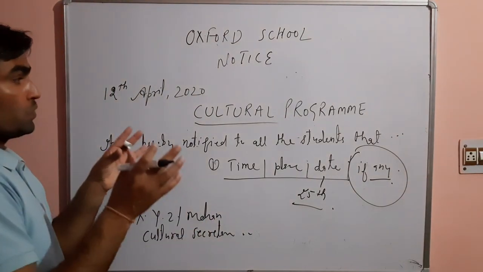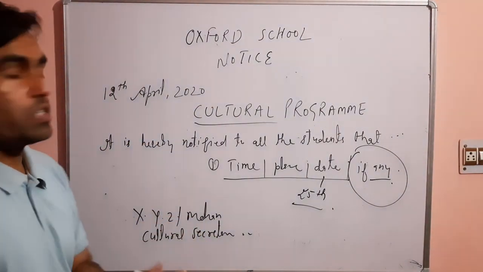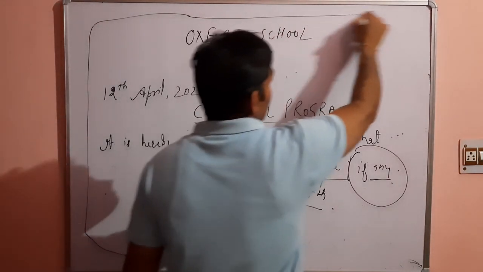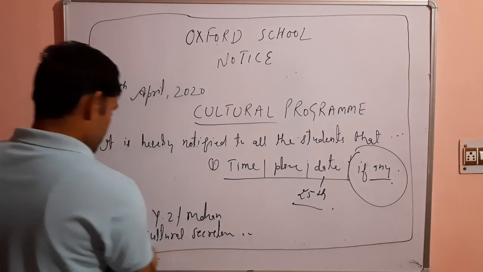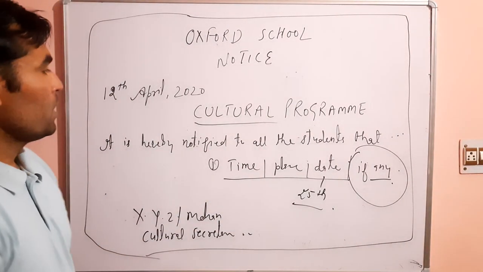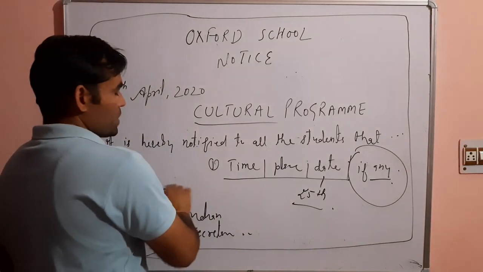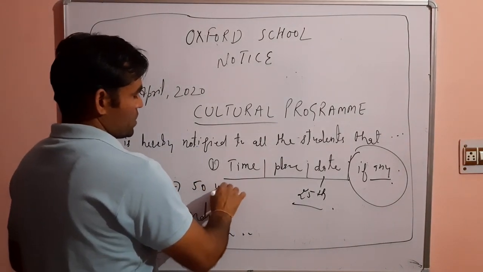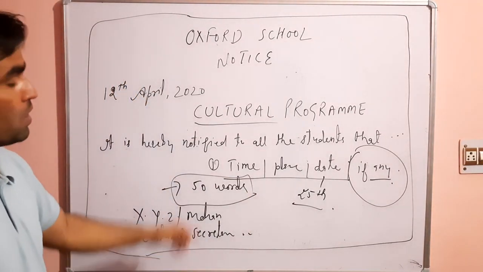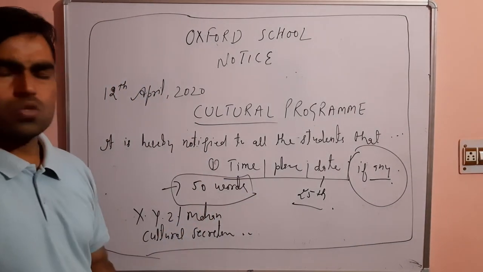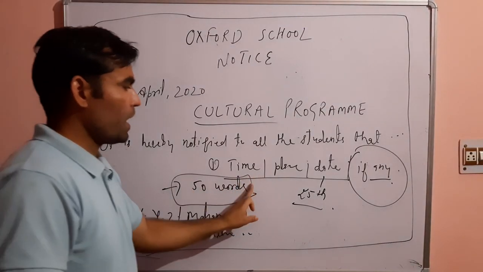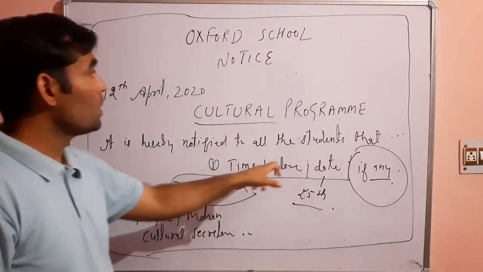After writing the notice, you are supposed to put this notice in a box. This is the format of a notice. It shouldn't exceed 50 words. Within 50 words you are supposed to write this notice. You are supposed not to mention many things, just mention time, place and date in the notice.